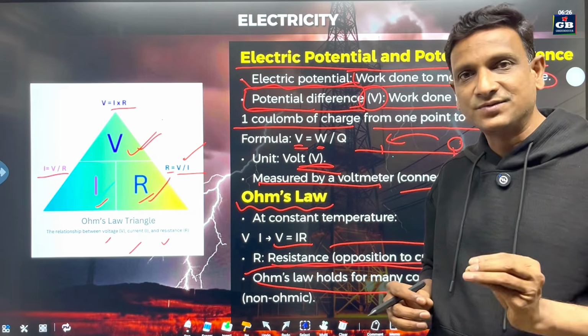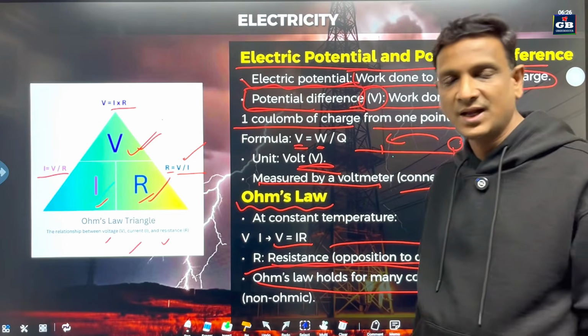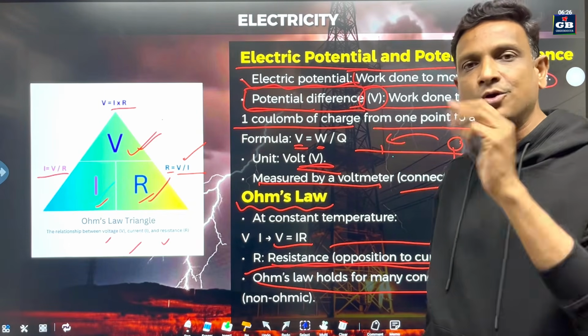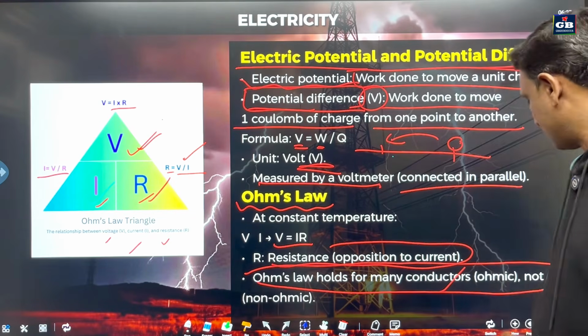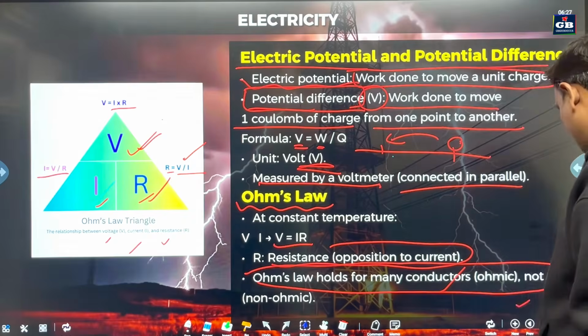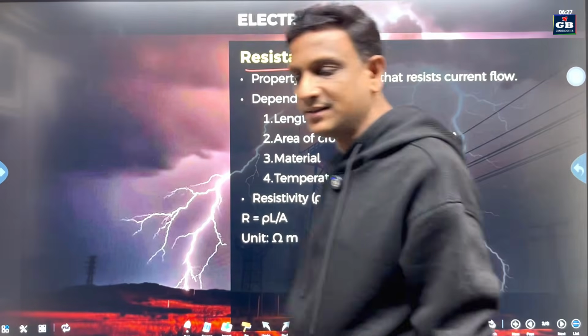So, the conductors which obey Ohm's law are called ohmic conductors. The conductors that do not obey Ohm's law are called non-ohmic conductors. Okay? This is about Ohm's law. Next, resistance. Just now we discussed resistance.